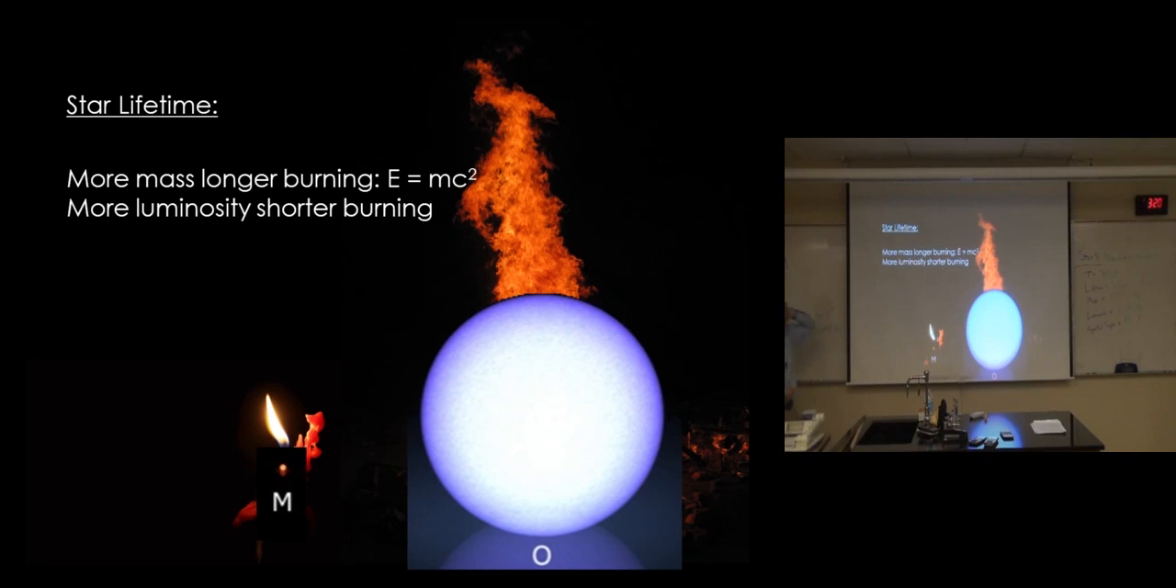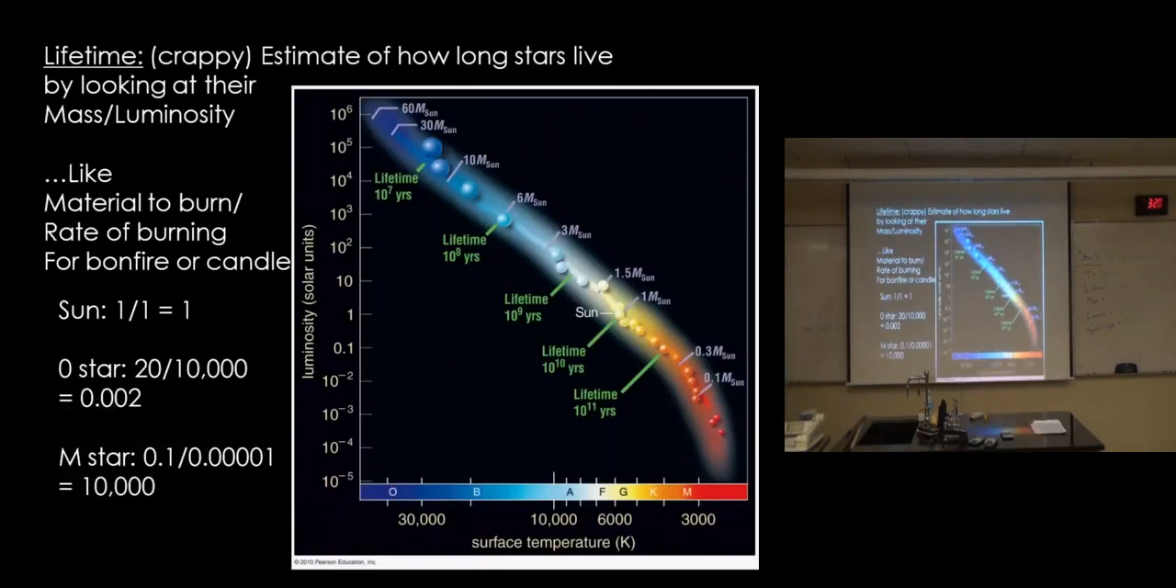So O stars live a shorter lifetime. And if you want to estimate it, and weirdly, freakishly, this turns out to be pretty good, you think about your mass as the size of your gas tank. You think about your luminosity as your miles per gallon, and if you divide them, you could basically get the number of miles you could drive. In this case, it would be the number of years you could burn.